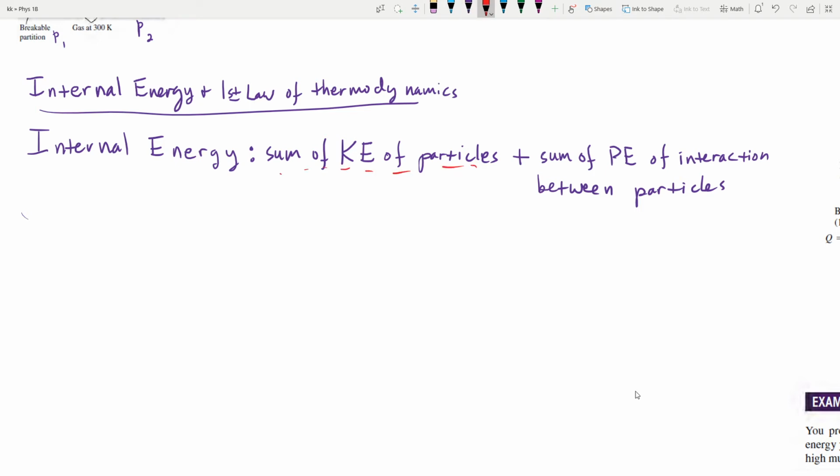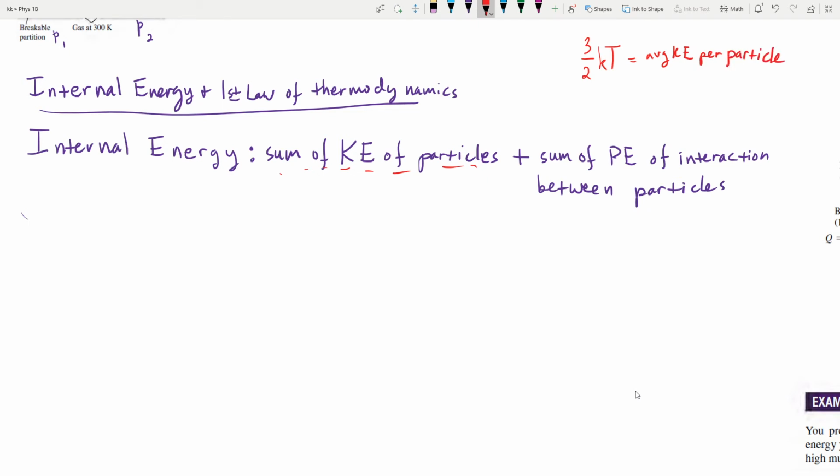Now, as far as the first half of this goes, the sum of the kinetic energies of the particles, I believe that in the previous chapter, if you can remember this, we said that the translational kinetic energy for a monatomic ideal gas was equal to something like 3/2 kT, right? I think this just gives you the average kinetic energy per particle. Does that sound right to y'all? Correct me if I'm wrong.